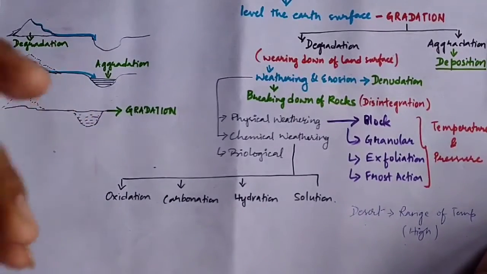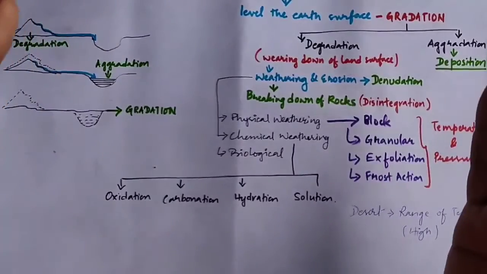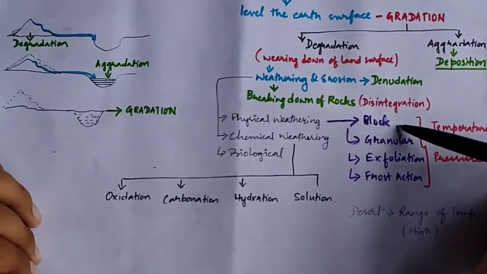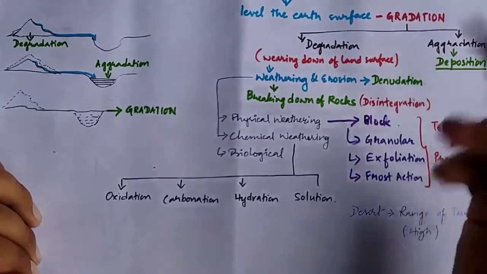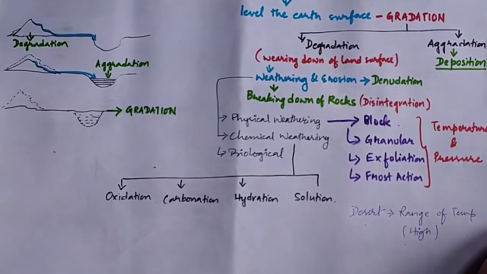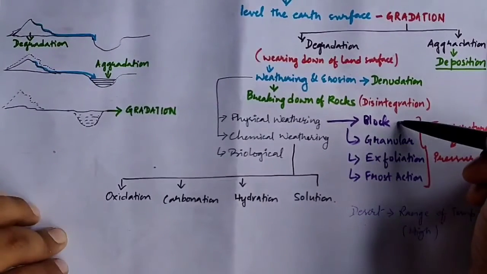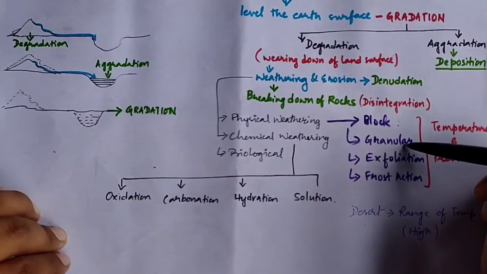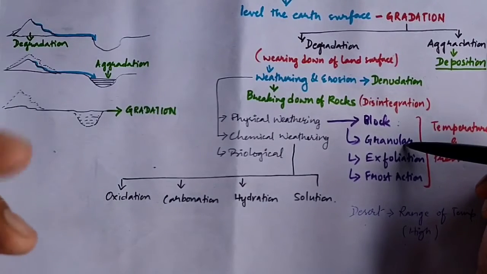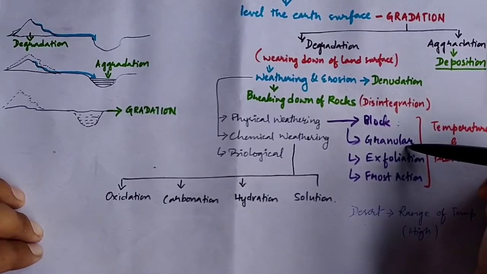So when the rock disintegrates into different shapes, or in the form of different blocks, we call it block disintegration. The process is the same, due to expansion and contraction, but when it disintegrates in the shape of blocks, we call it block disintegration. And when the disintegration takes place in very irregular sizes and shapes, we call it granular disintegration.